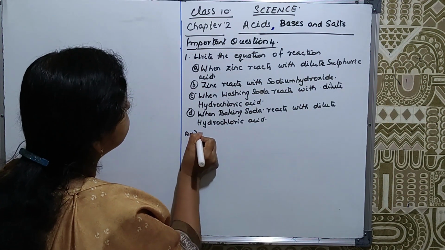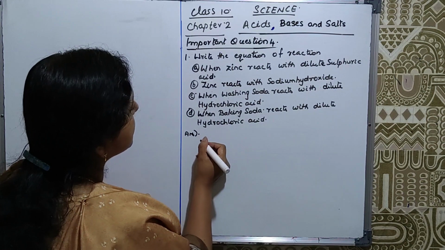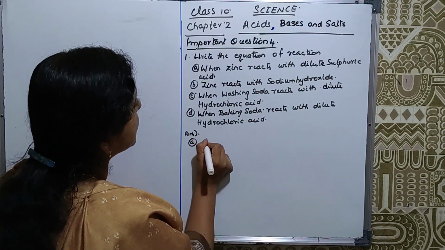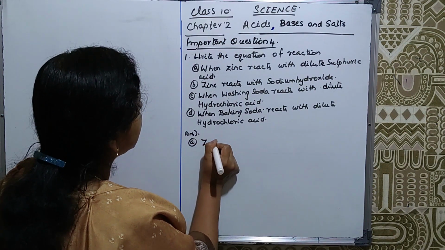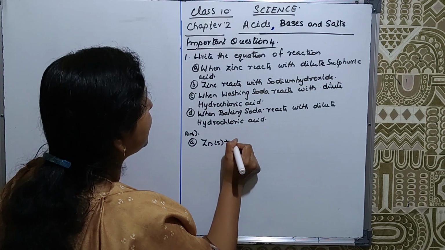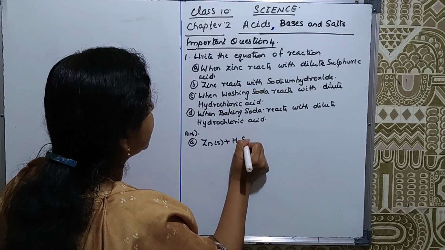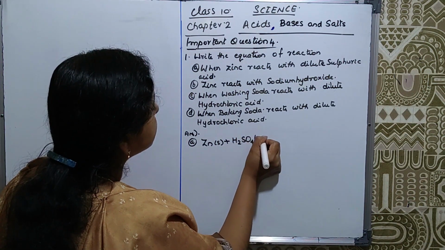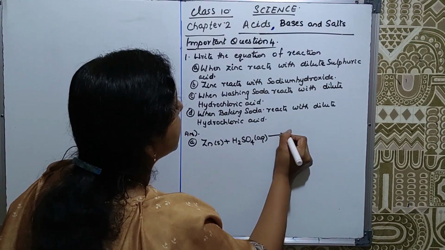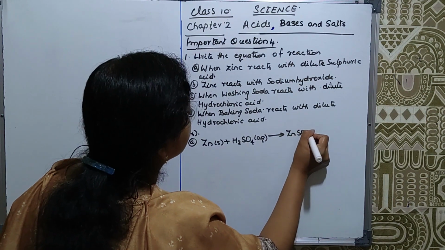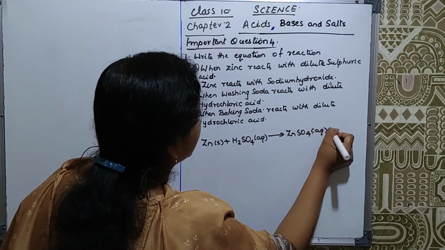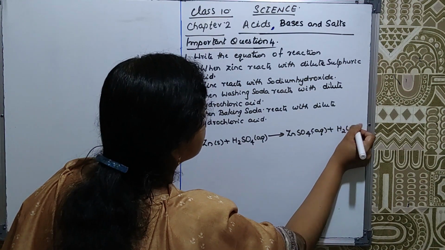So in the answer part, like zinc reacts with dilute sulfuric acid. In the case of zinc, the equation of the reaction: zinc in the solid form reacts with dilute sulfuric acid. Dilute sulfuric acid formula is H2SO4 aqueous, to give zinc sulfate, that is ZnSO4 aqueous, plus hydrogen, H2, in the gaseous form.